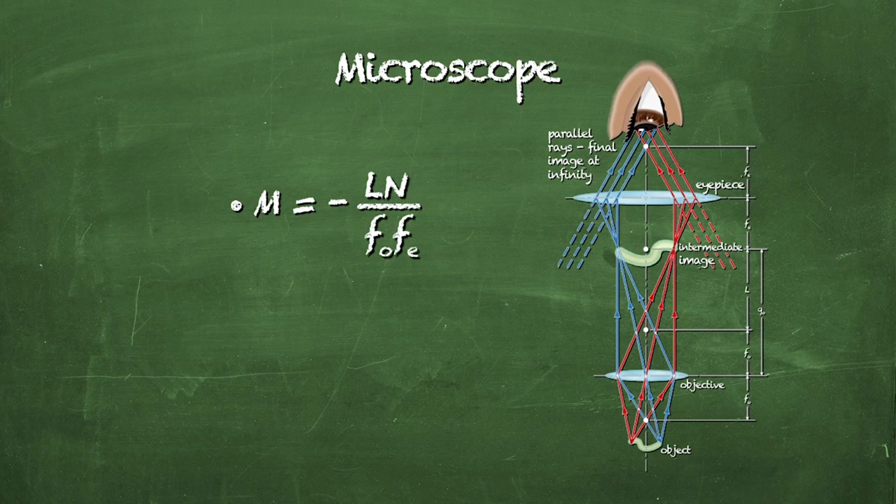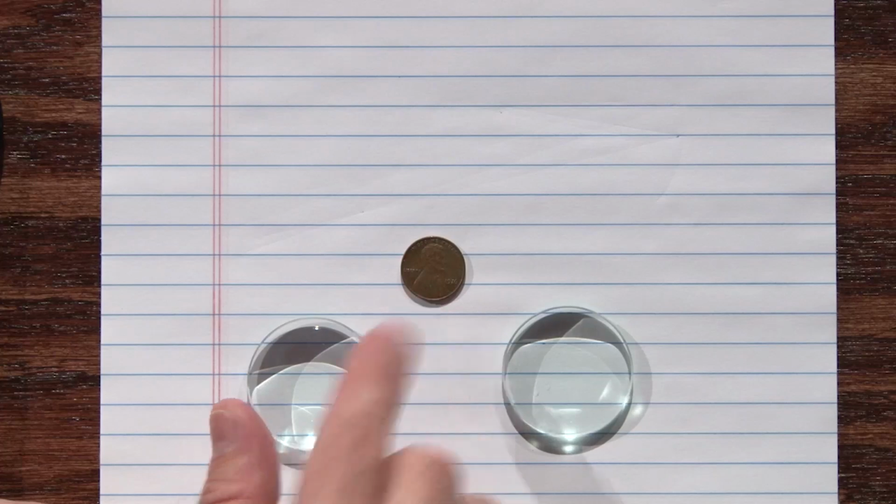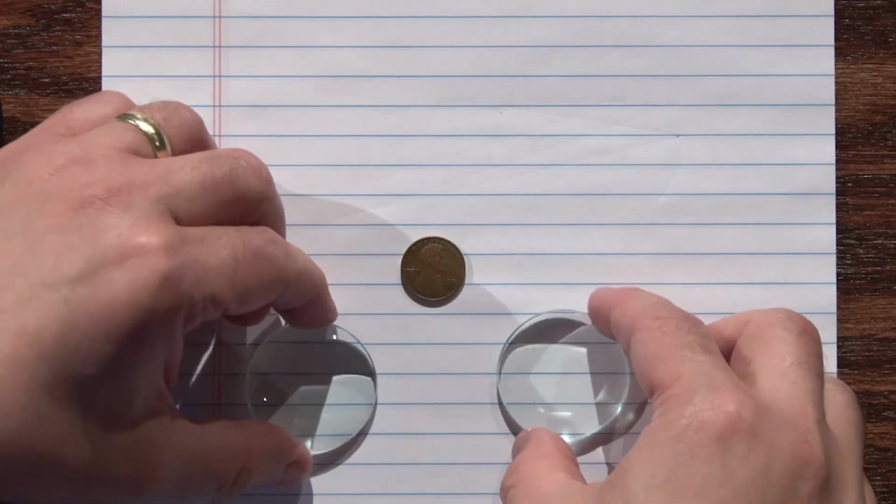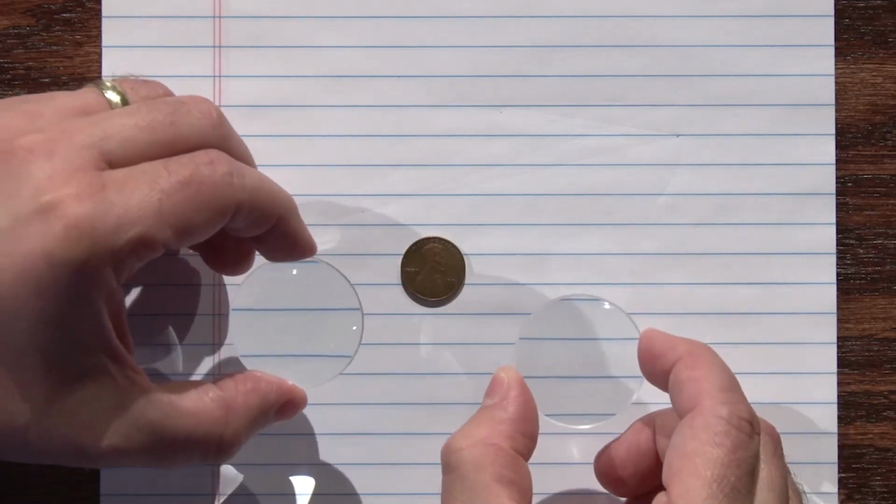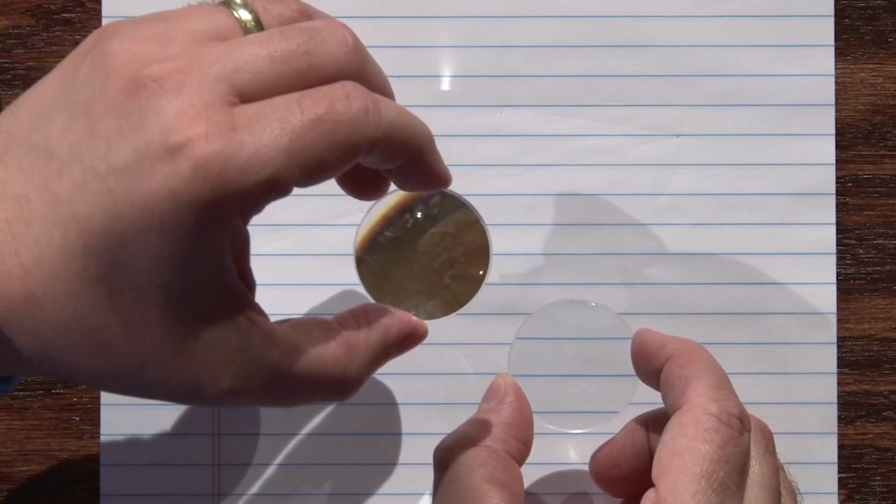Then the eyepiece is brought close to the intermediate image so that the intermediate image is very close to the focal length of the eyepiece. Let me demonstrate that for you. So here we have a penny, and I have two lenses. They're both magnifying lenses. They're both converging lenses.